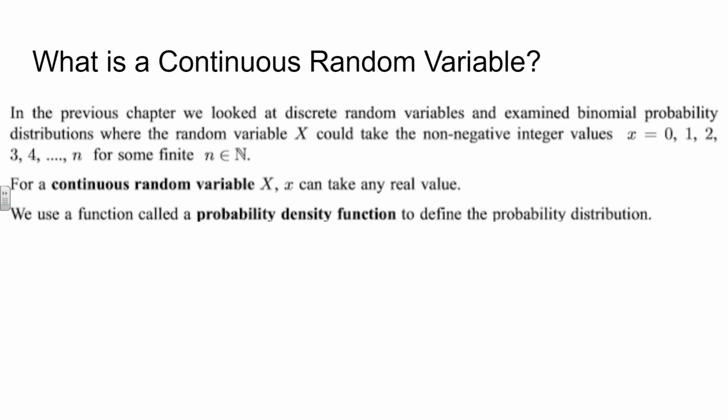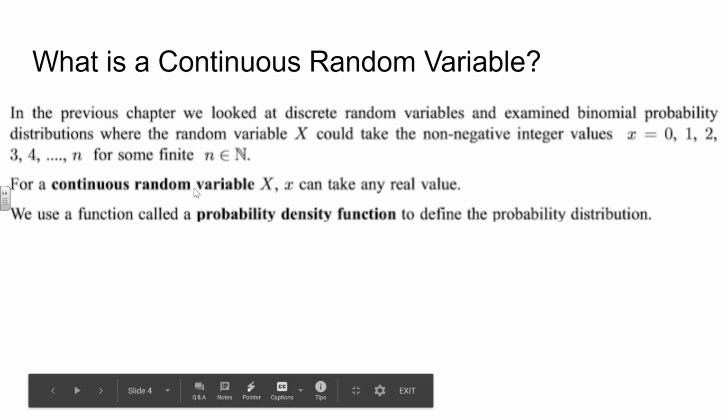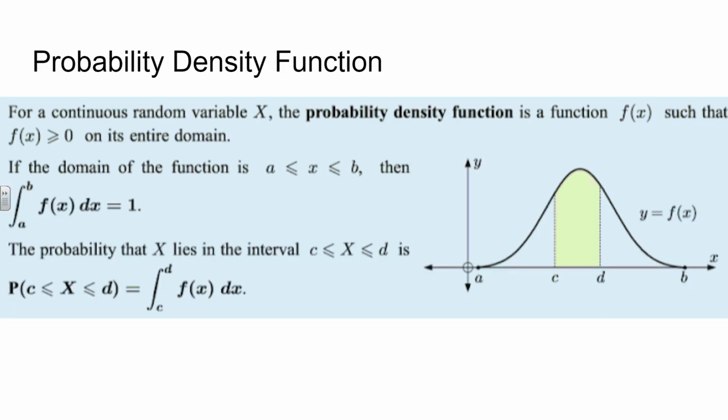So what is a continuous random variable? It's a random variable that can be measured, okay? It can take any real value. And it says we use a function called a probability density function to define the probability distribution. So the idea that a curve could define what the probabilities will be for these continuous random variables is something that we're going to be spending quite a bit of time with.